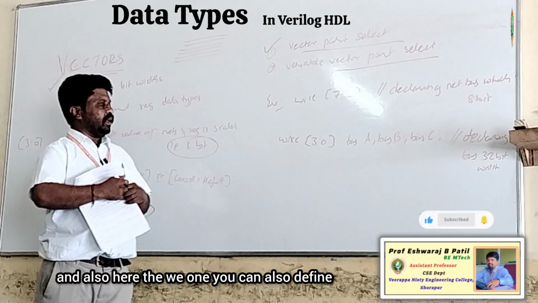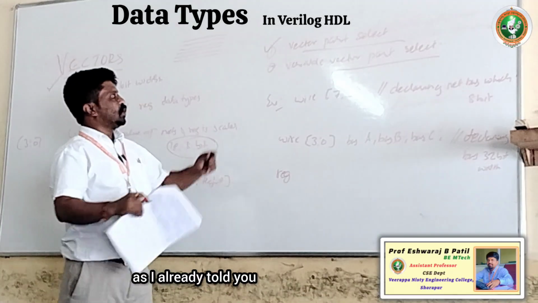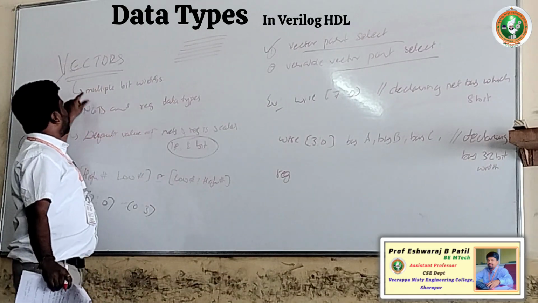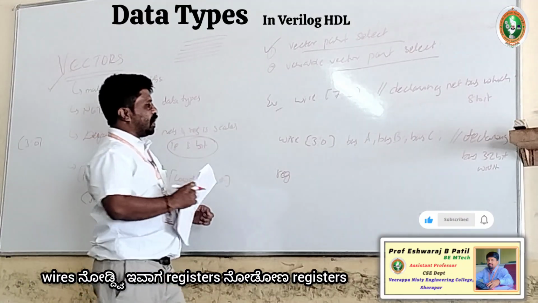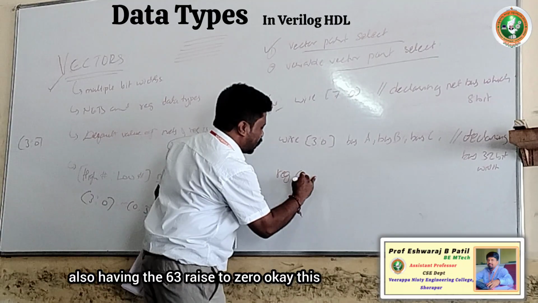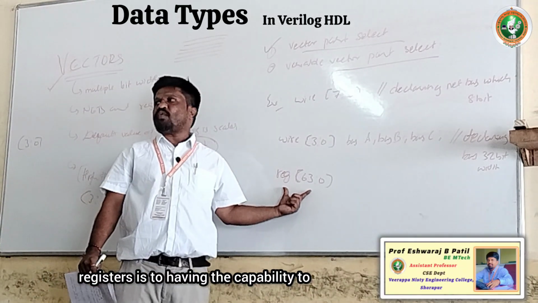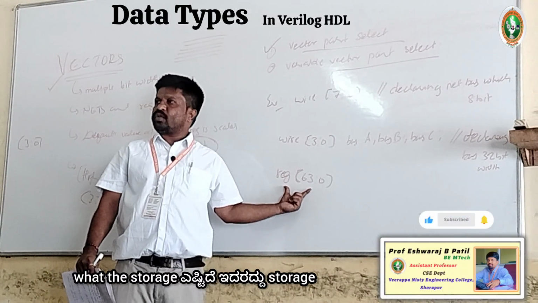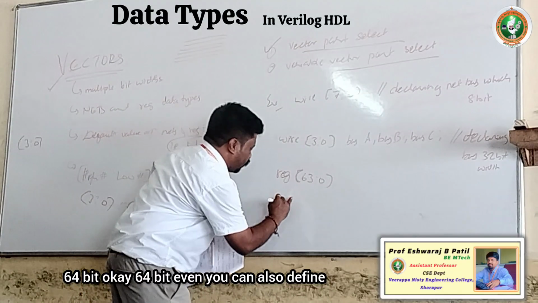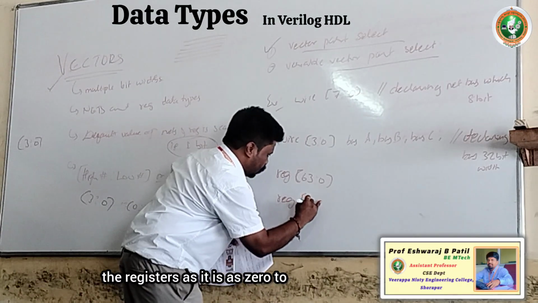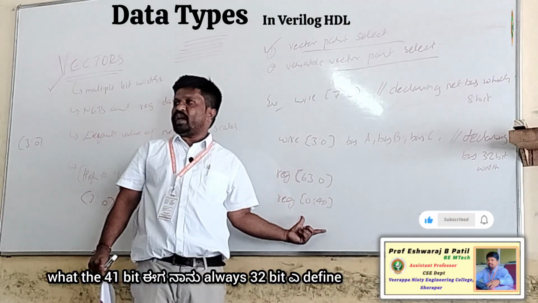And here you can also define registers. Vectors, as I already told you, are used for declaring wires and registers. Now we have seen wires, let us see registers. Registers can also have 63:0. This register has the capability of storage, which is 64 bit. Even you can define registers as 0 to 40, which has a size of 41 bit.